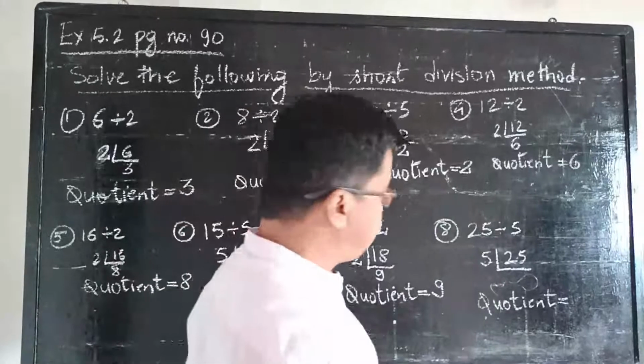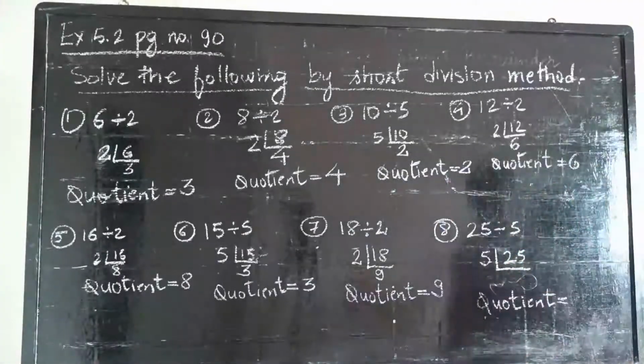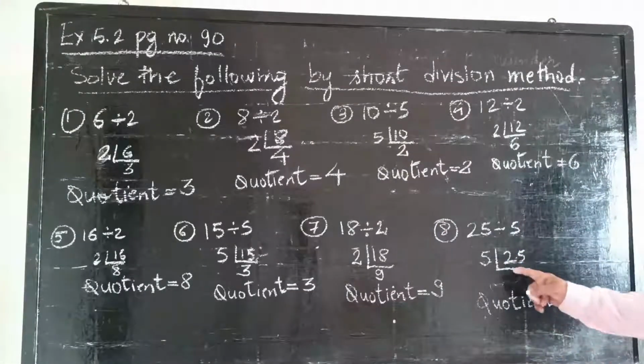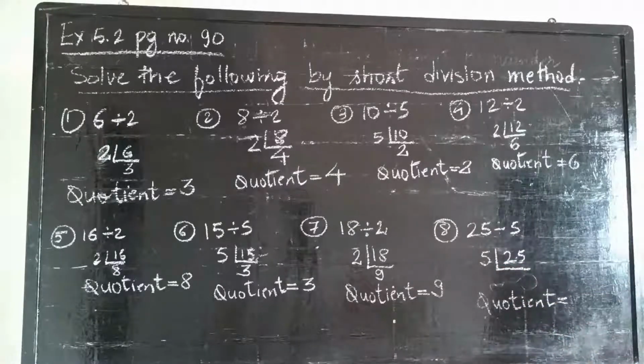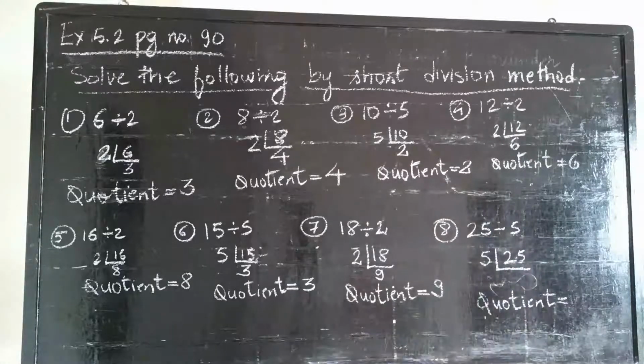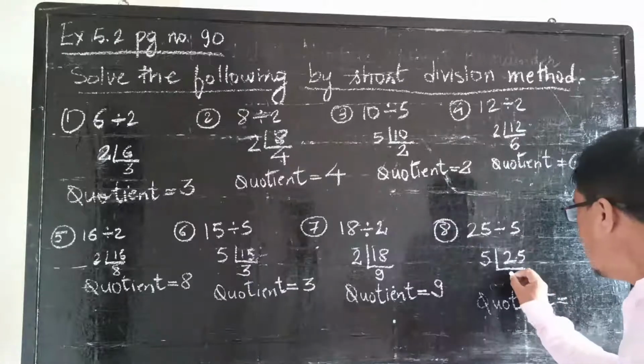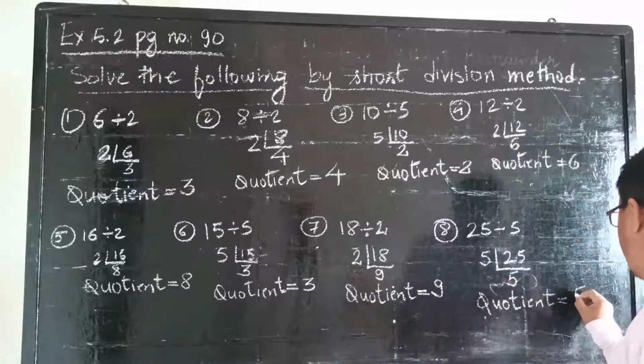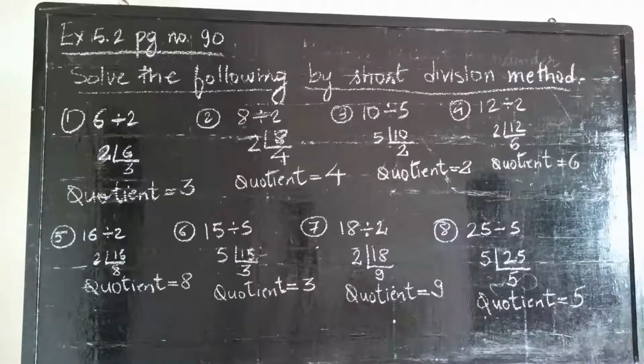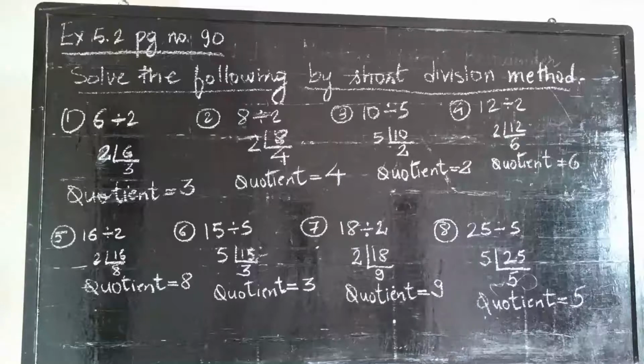Now number 8, 25 divided by 5. 5 is the divisor and 25 is the dividend. Now we have to find the quotient. 5 ones are 5, 5 twos are 10, 5 threes are 15, 5 fours are 20, 5 fives are 25. So 5 is the quotient. This way you solve the following by using the short division method.